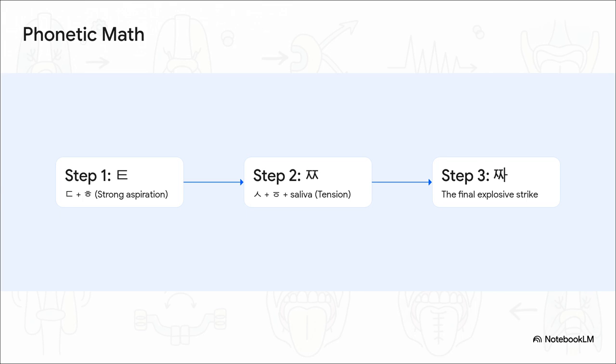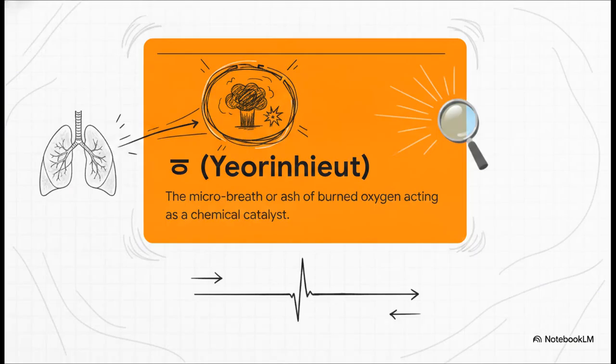It involves friction, pushing against saliva, and a very specific, hidden, microscopic pause right in the middle that loads up the energy for the next sound. Now this symbol, the Yodin Hyut, is the secret behind that hidden micro-breath. The source text beautifully describes this as the ash of burned oxygen.